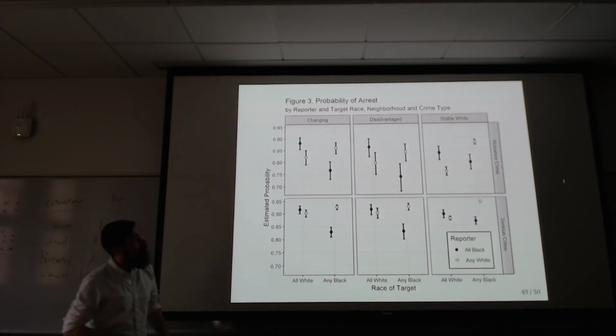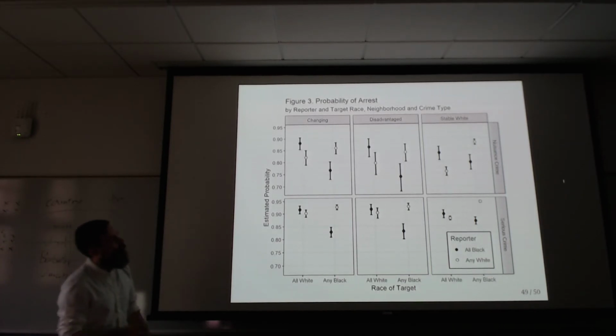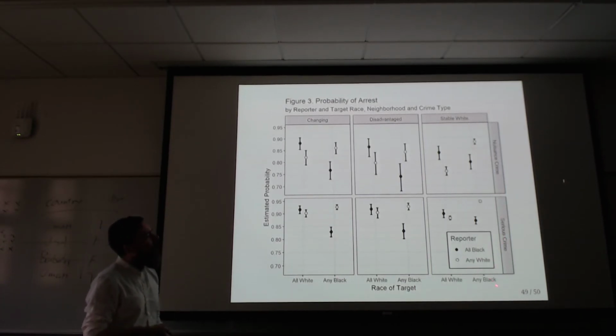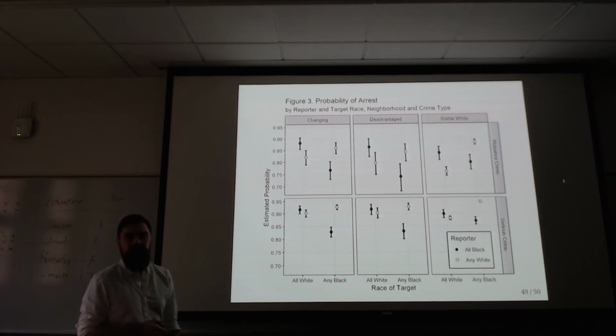So if you're curious about any particular scenario, like I want to know what happens if you're in a stable white neighborhood, you're a black person, a white person calls the police on you for a nuisance crime, you are right there. You are really likely to get arrested in Seattle.